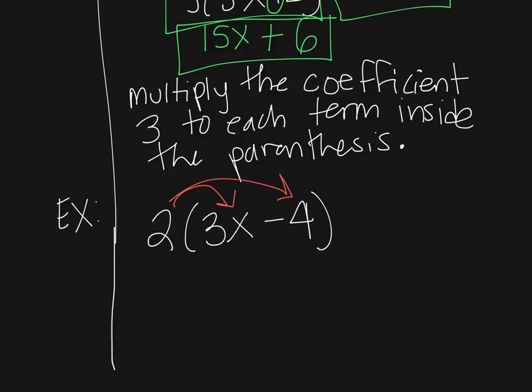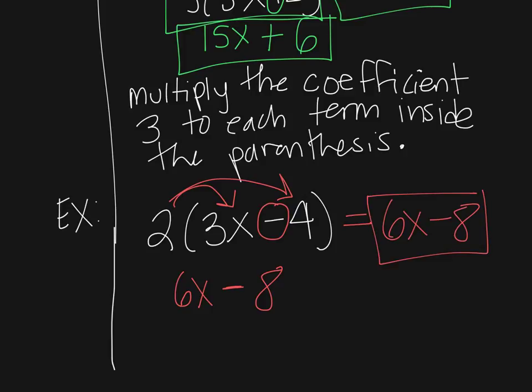Alright, so 2 times 3 is 6, but it has an x. 2 times 4 is 8. Now, what's separating the two terms is subtraction. So this expression is equal to 6x minus 8. If you got that, good job.